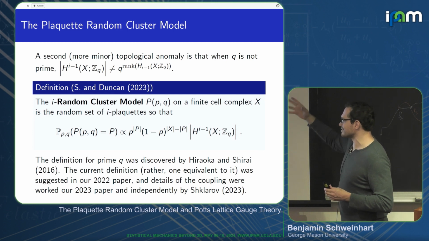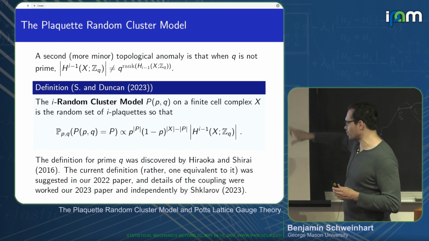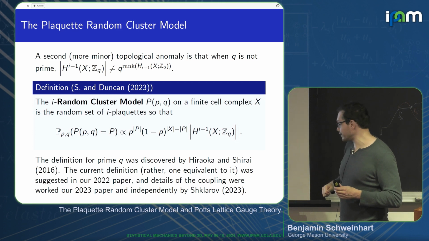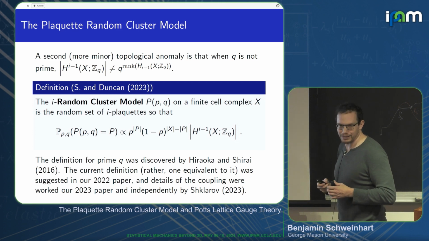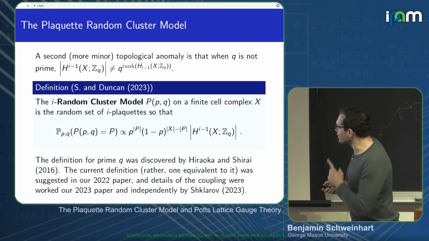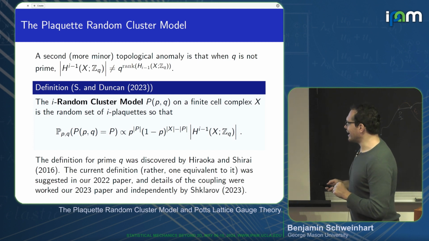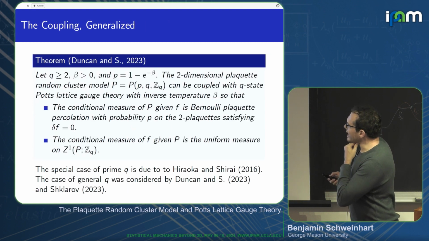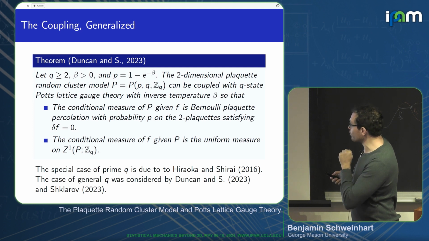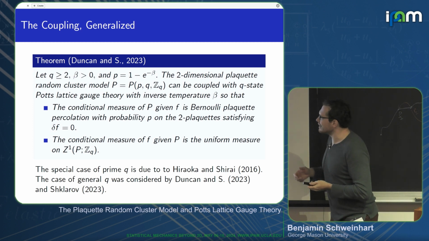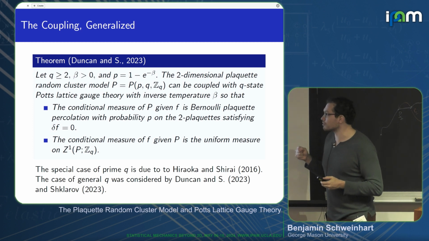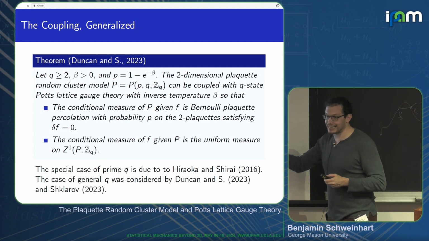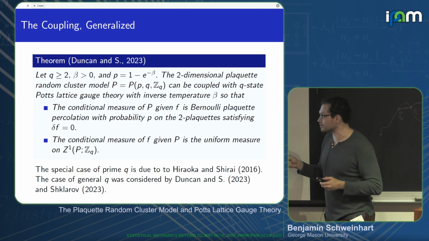And then the details, making sure that this actually is the right definition, were worked out independently in our 2023 paper and also by this paper by Shklarov. OK, so here's our definition. So why does this help us? You can prove that if Q is an integer greater than or equal to 2, and p equals 1 minus e to the negative beta, then you can couple the plaquette random cluster model with Potts lattice gauge theory in a way that exactly generalizes the classical coupling between the Potts model and the random cluster model.